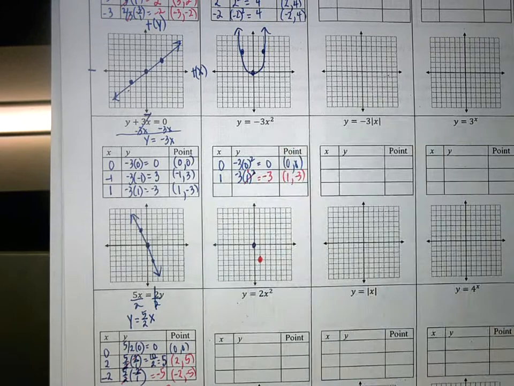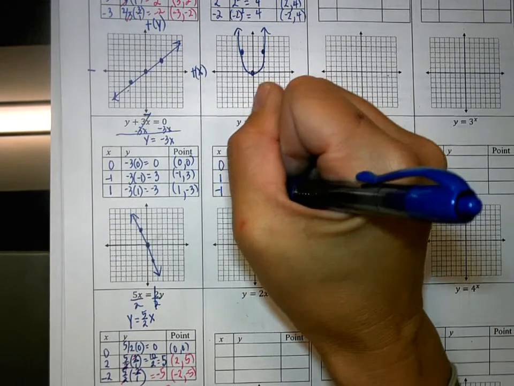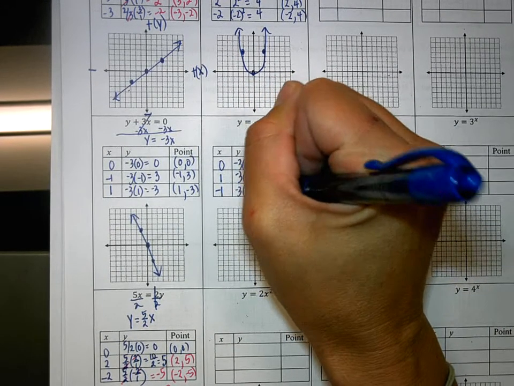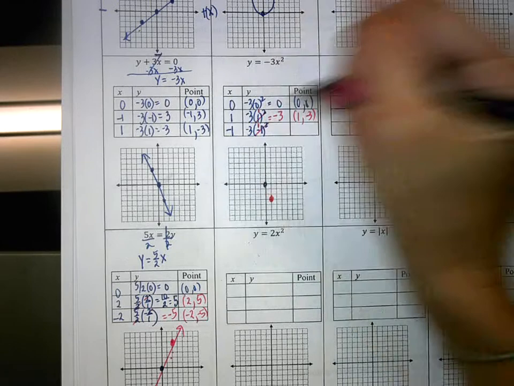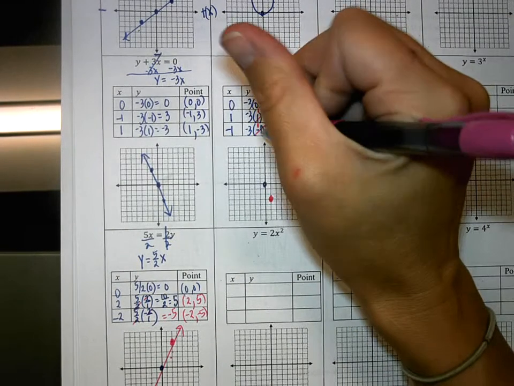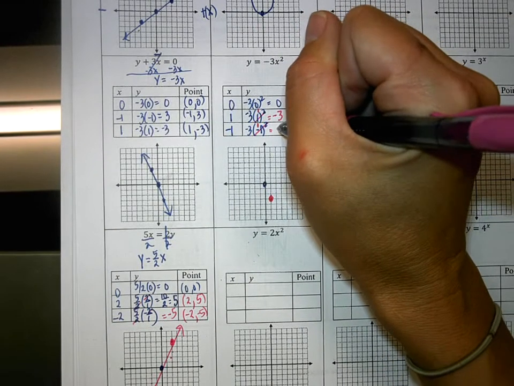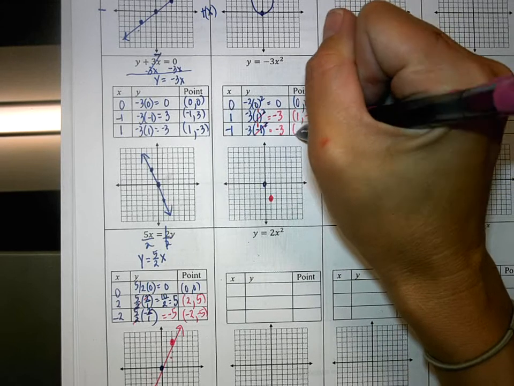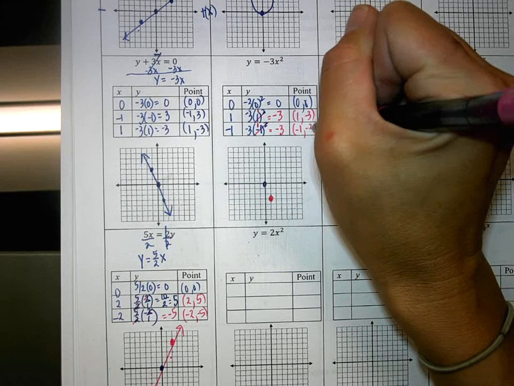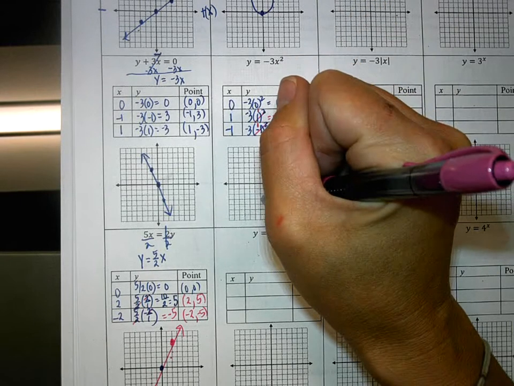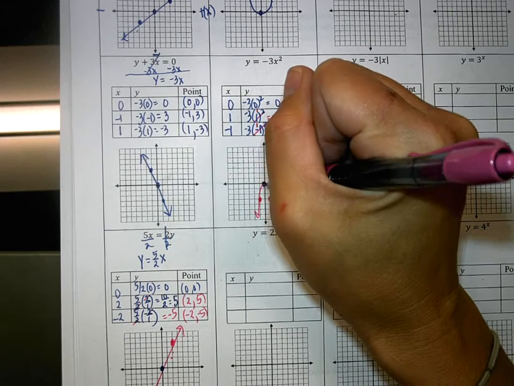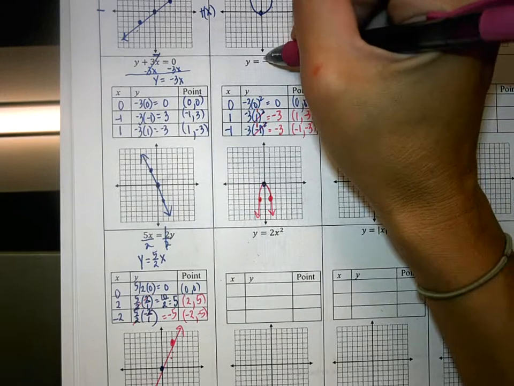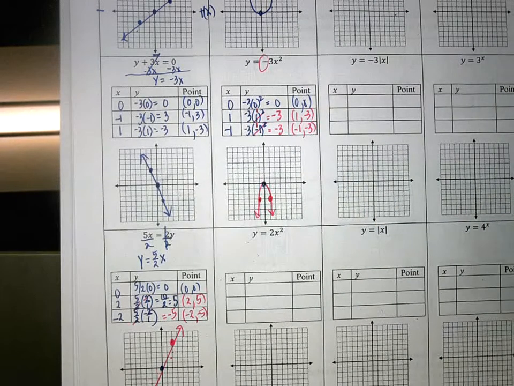And then we'll plug in -1. So -3 times -1 squared. And again, what is -1 squared? It ends up being +1, correct? And -3 times +1 makes a -3. So -1, -3. What do you notice about this graph? It's going down. And so if you'll notice, when you have a negative in front like that, the curve should be going down.